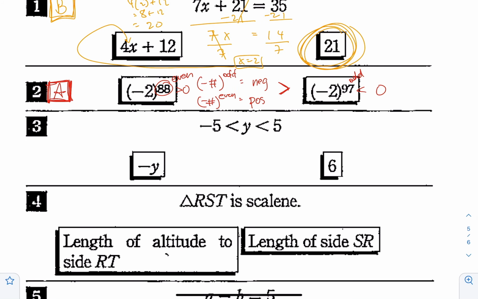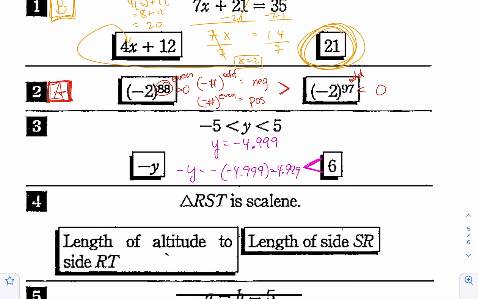Next, for number 3, you have y is between negative 5 and positive 5. And you want to compare negative y to 6. So here, if you know that y is greater than negative 5, y could be equal to negative 4.999, for example. And when you negate that, that would be negative of negative 4.999, which will be positive 4.999. Either way, column A will always be less than column B.